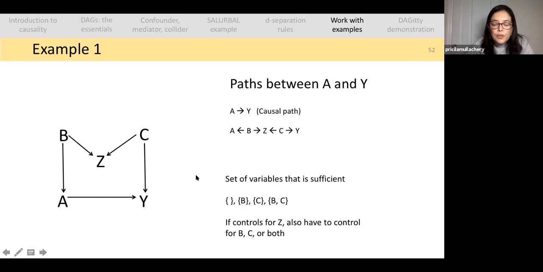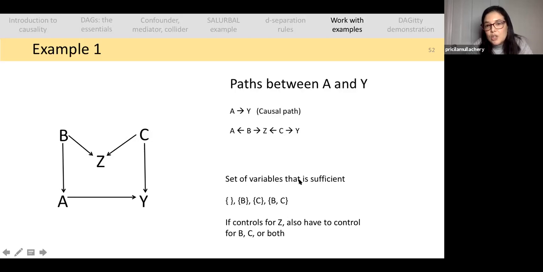Usually, when we think about d-separation, what we are trying to do is close all the non-causal paths that are open. That's the summary of what we want to do when we apply the d-separation rules. We look for paths, and the causal paths I want to keep open. The non-causal paths I want to close. And the non-causal paths that are already closed, I don't want to do anything with them, right? So we have one causal path here that we want to keep, and one non-causal path that is already closed. So this DAG is perfect. We don't need to do anything.